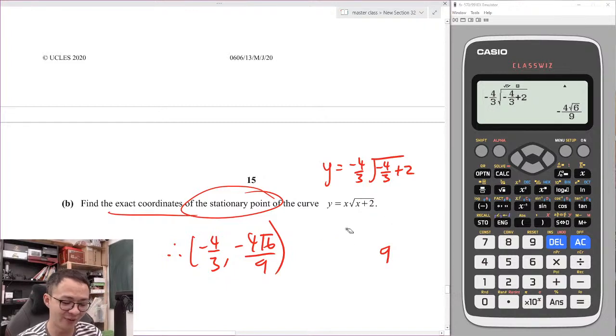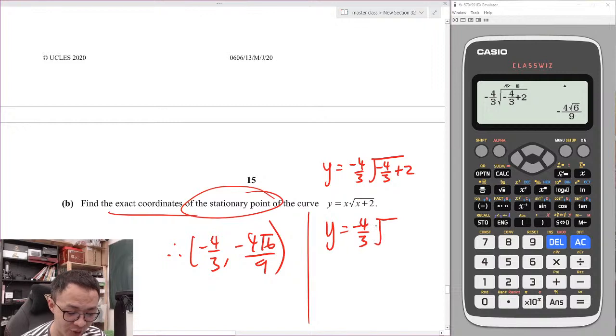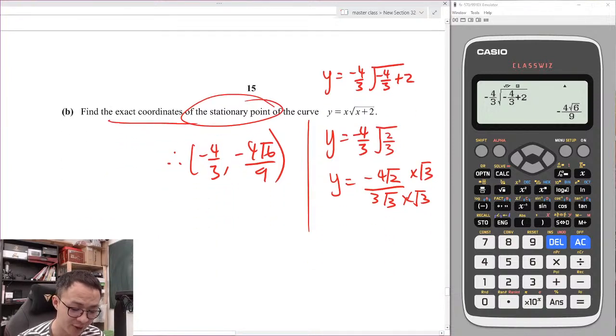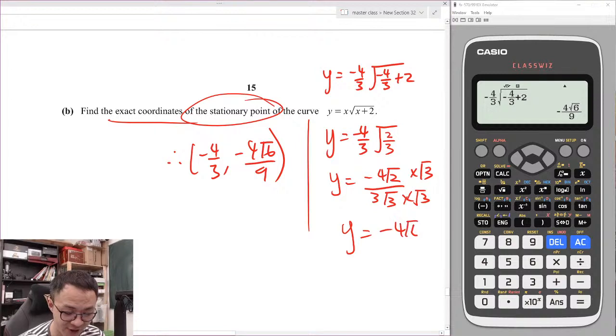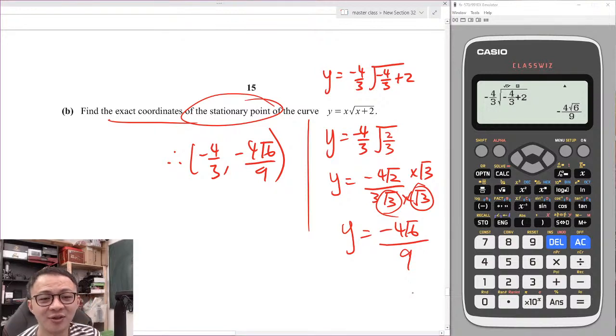What if you don't have this kind of calculator, you use the old version MS one, then this is how you solve manually. Negative 4 over 3 square root, this is 6 over 3, right? 2 over 3. Then y equals negative 4 over 3 times square root 2 over square root 3. But the denominator cannot have a square root, right? So I multiply square root 3, multiply square root 3 here. Then I will have negative 4 square root 6. This square root 3 times square root 3 equals 3. 3 times 3 is 9. Yeah, this is how you solve manually without using the calculator. This is the reason why I always ask my students to get a good calculator, because it's going to save you some time.